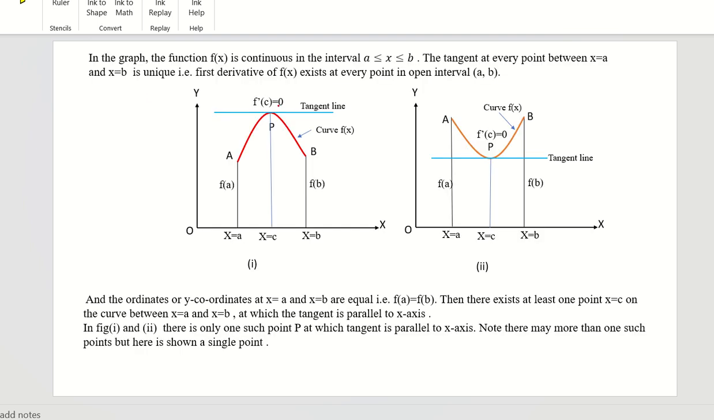What is the geometrical interpretation of Rolle's theorem? According to Rolle's theorem, the first condition is that the function is continuous in the given interval. That means the function always takes a finite value for every value of x in that interval. That means there exists no breaking on the curve.